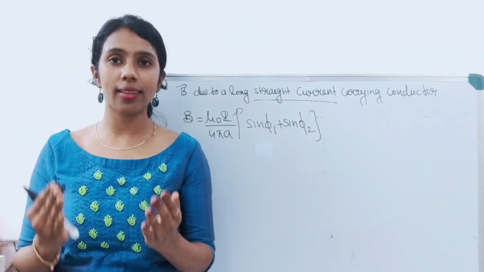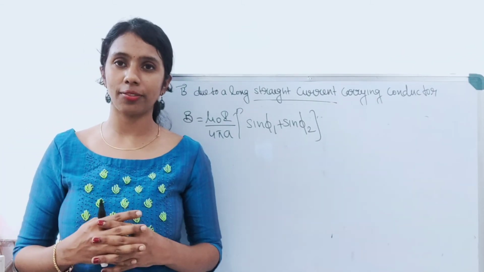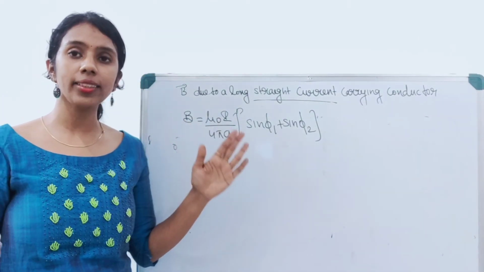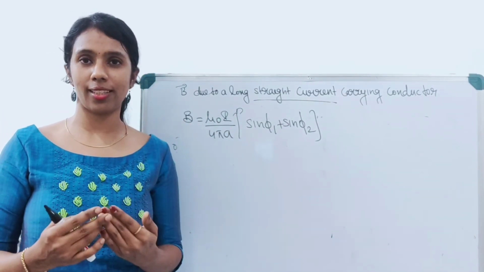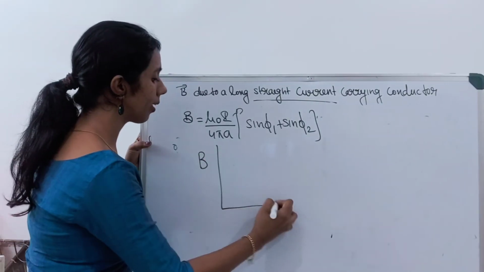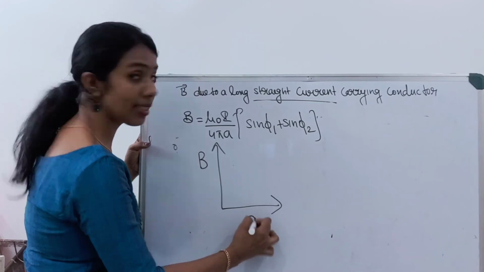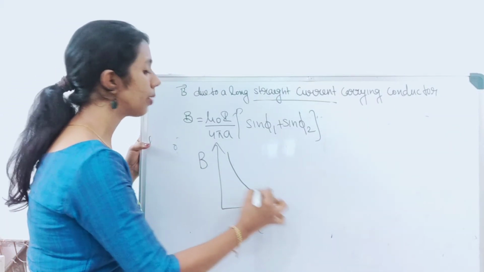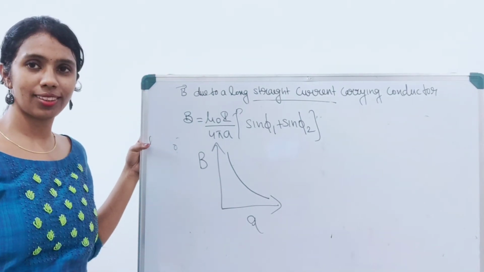We will plot a graph for the variation of magnetic field with the distance. From the equation, it is clear that the magnetic field is inversely proportional to the distance. So if I plot a graph with B on the x-axis and distance on the y-axis, since it is inversely proportional, this will be the nature of the graph.